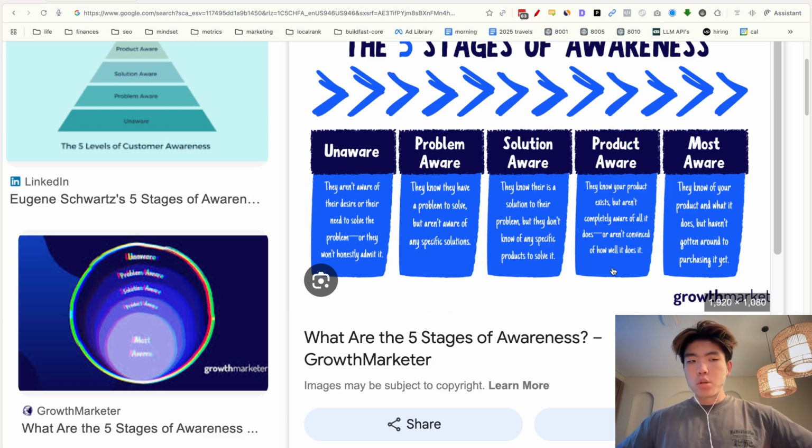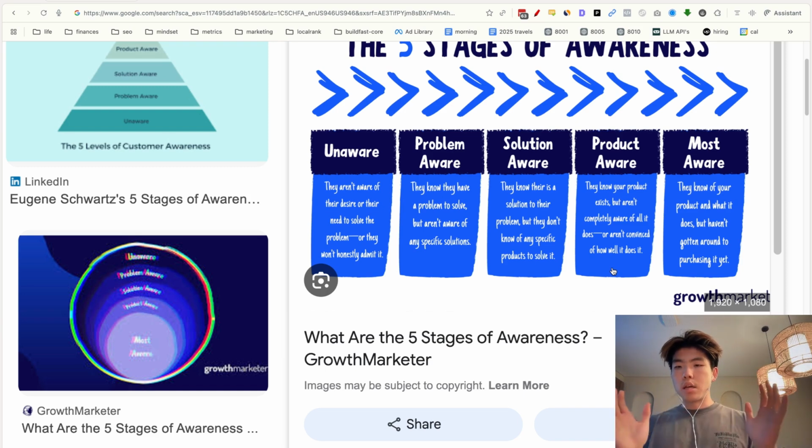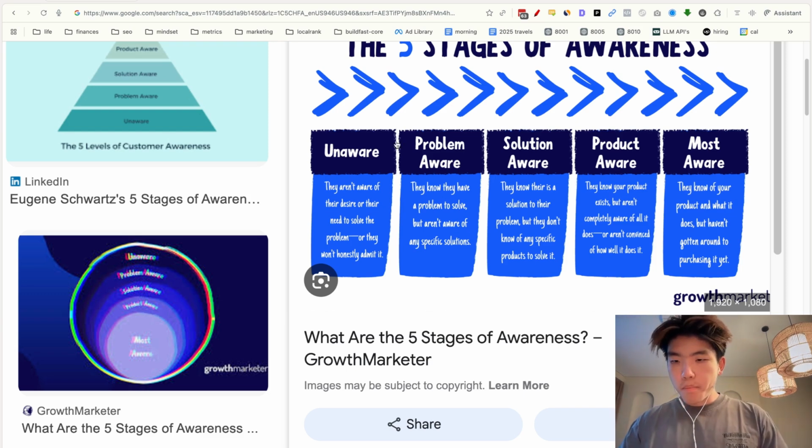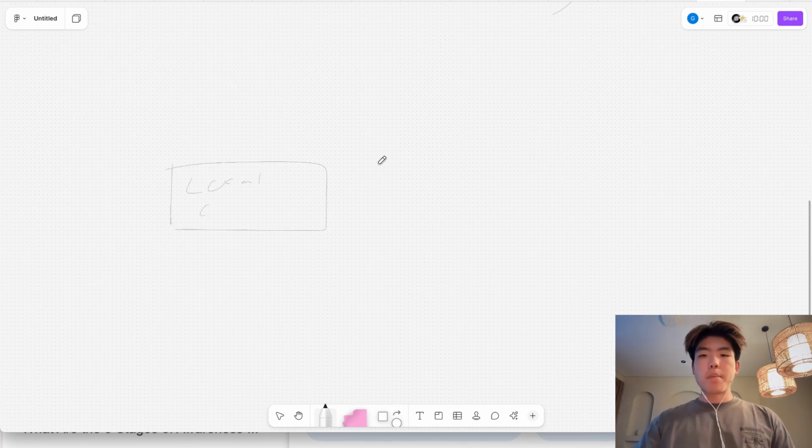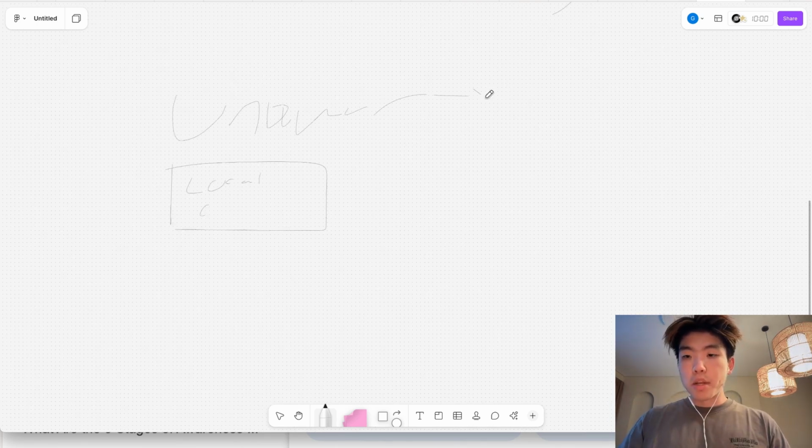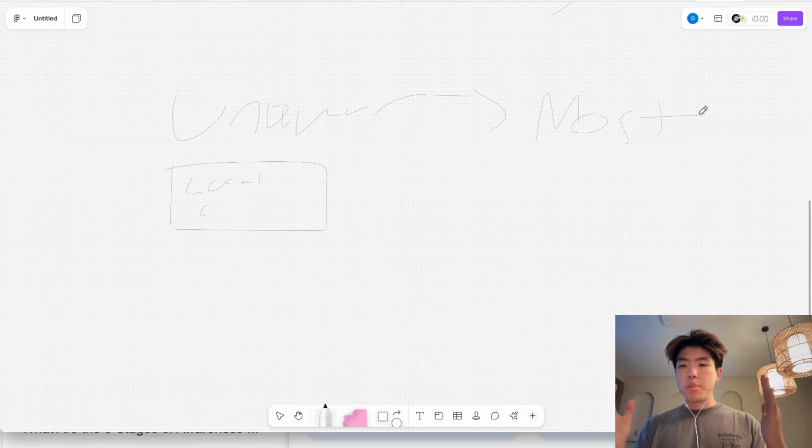So yeah, I just want to stop here and mention that this is very key to understanding how email should be run. If you don't understand this awareness concept, it would be very worth it to just put this into ChatGPT and understand it fully, right? So yeah, let's get more into the video. Basically, we want to take someone that is unaware and convert them to someone that is most aware. And the way that we do that is with this email funnel.